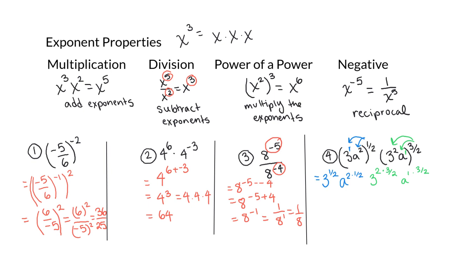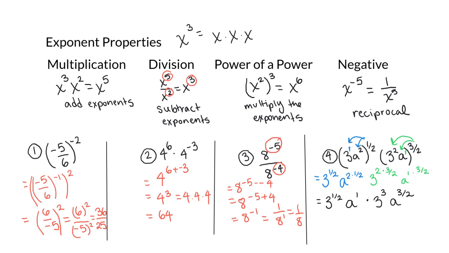Simplifying each of these pieces, that's 3 to the 1/2. And then the power of this first a is 2 times 1/2, which is 1. So that's just a to the 1. 3 to the 2 times 3/2. 2 times 3/2 is 3. So that is 3 to the third. And then a to the 1 times 3/2 is a to the 3/2.